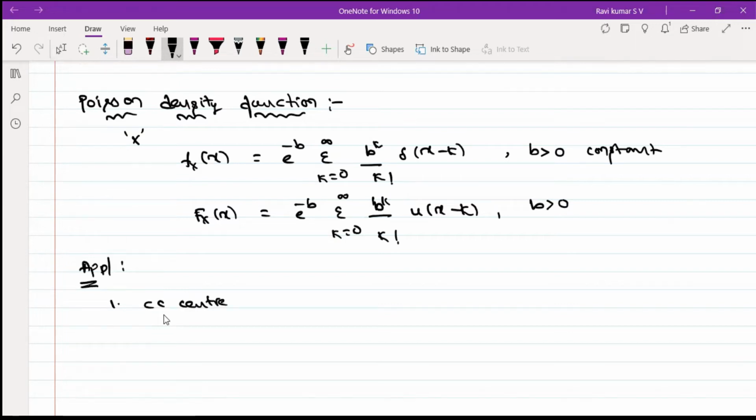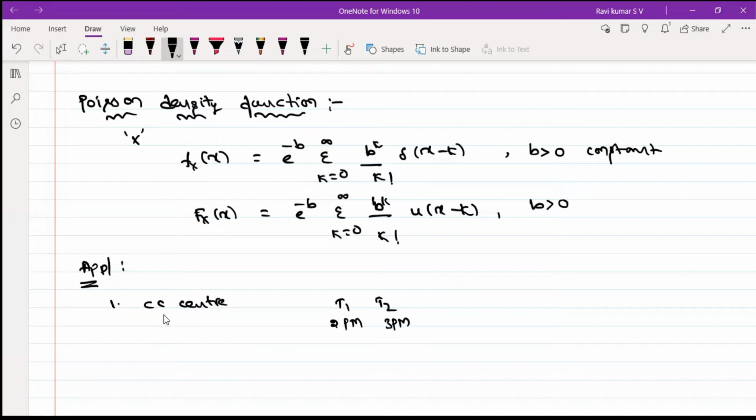So here in this customer care center, the number of telephone calls made during a period of time means, let us take from time t1 to time t2, or say 2 p.m. to 3 p.m., how many calls are made. So this is one best example you can easily understand to apply the Poisson density function.